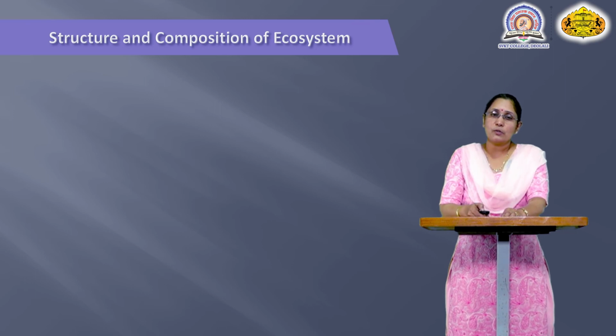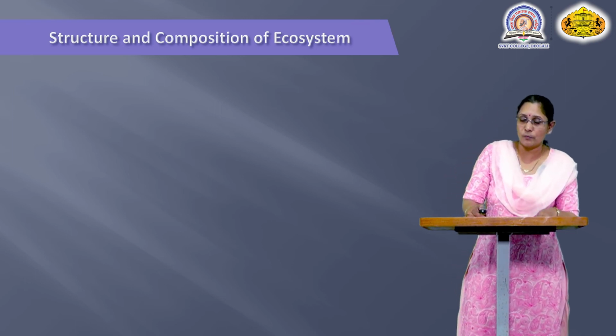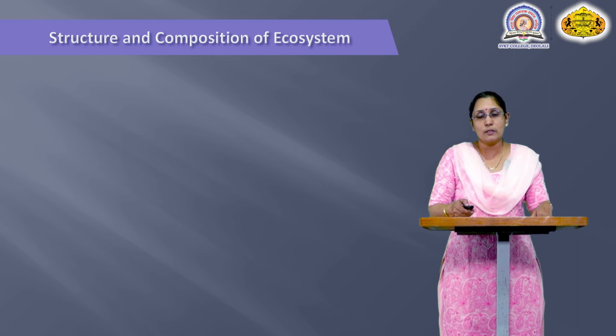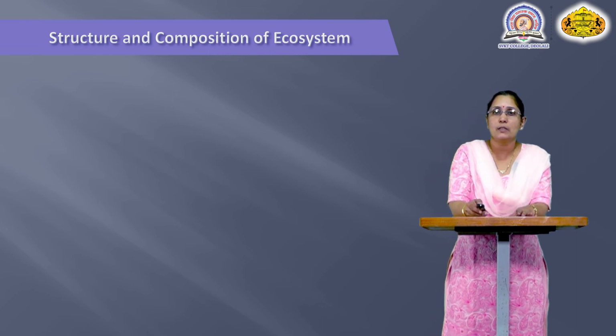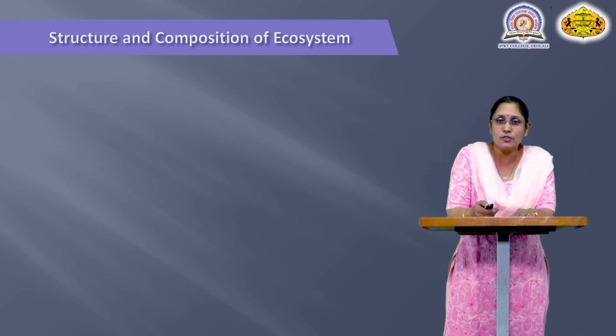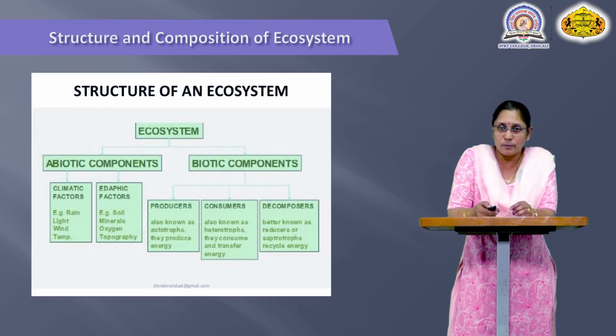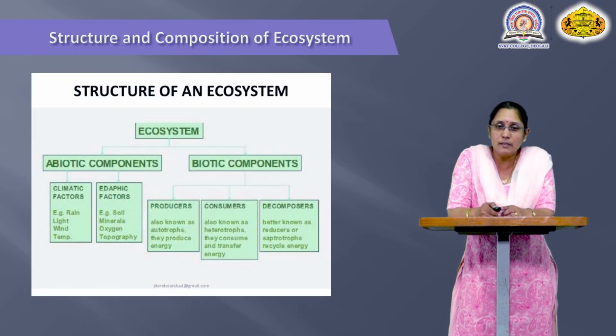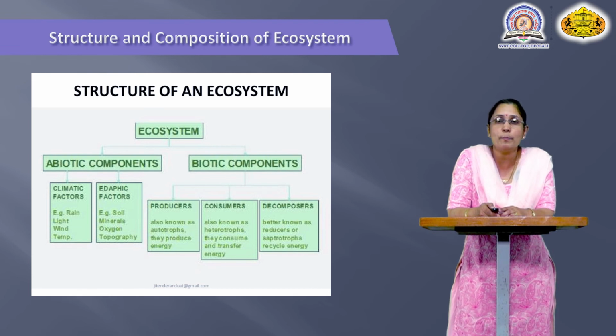Then next to this terrestrial ecosystem, we turn towards the important part of the terrestrial ecosystem, that is the structure and composition of the ecosystem. Some part we have already discussed in the previous lecture. At a glance you can see the structure of an ecosystem. There are 2 major components by which the structure of an ecosystem is made. The first component is the abiotic component and the second is the biotic component.